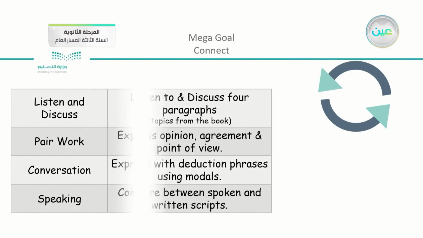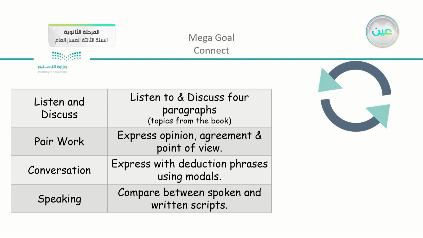Here we had the listen and discuss. We also had pair work, which is about expressing opinion, agreement and point of view. Going back to the listen and discuss, we had different paragraphs related to topics which we are going to study in the book, inshallah. The conversation was about expressing deduction using modals. And we had the speaking part, which is to compare between spoken and written scripts.